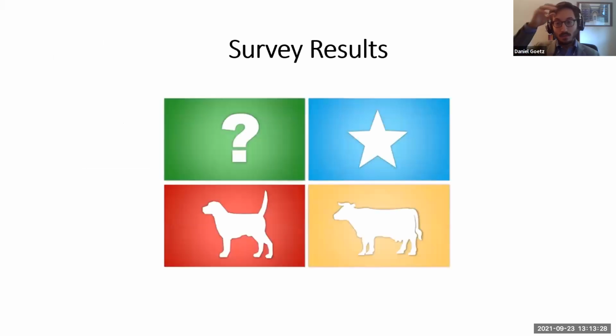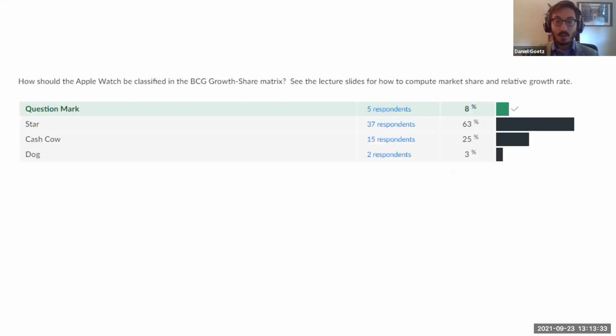Right, so onto the survey. What did I ask? I asked you how to classify the Apple Watch in the BCG growth share matrix. We had these 4 different classifications: question mark, star, cash cow, and dog. Again, there's a check mark here, but there's no right answer. They're all good answers. So let me ask some of you, because we do have every answer represented here. Let's see what you thought and why you picked the options that you did.